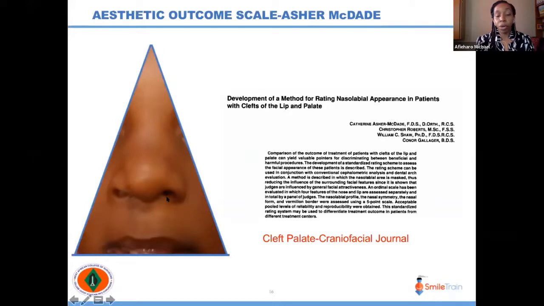The one thing with this McDade score is that even if we're going to consider adopting it, I realize that most of our pictures do not have profile views of the nose, and it may make it a bit difficult for us to use the score in our setting.